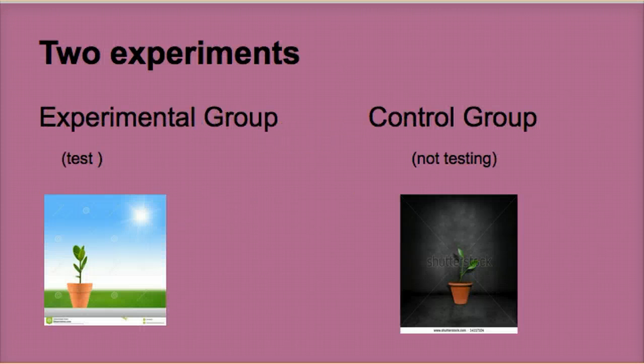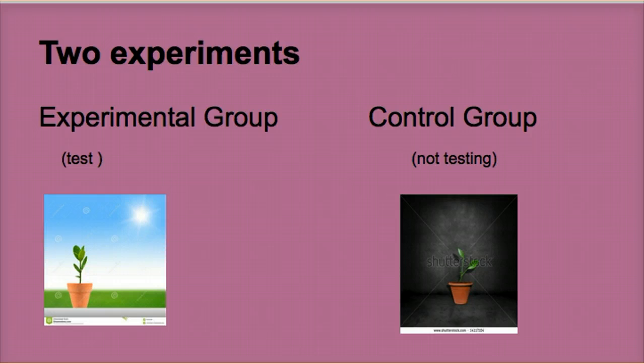Whenever you are setting up or designing an experiment or investigation, you have to set up two experiments. The first one is your experimental group. Here you are going to test this experiment. However, in your control group, you are not testing this part of the experiment. So again, two experiments, your experimental group, your control group. You're testing your experimental group, you're not testing your control group.